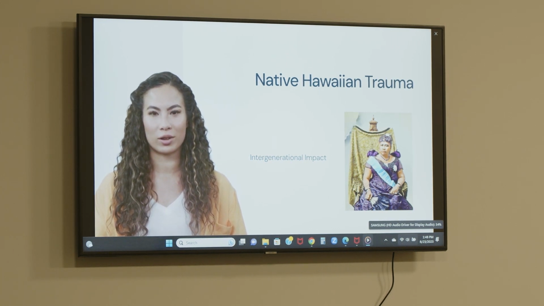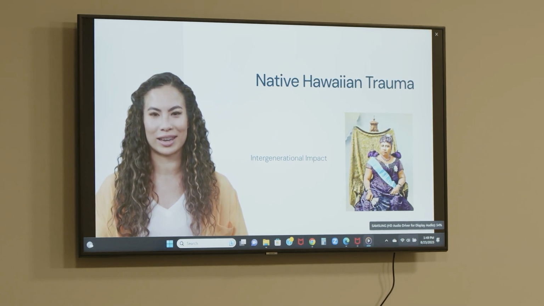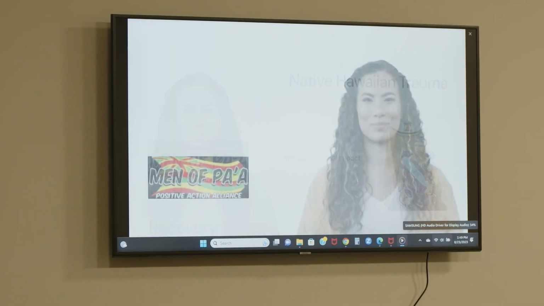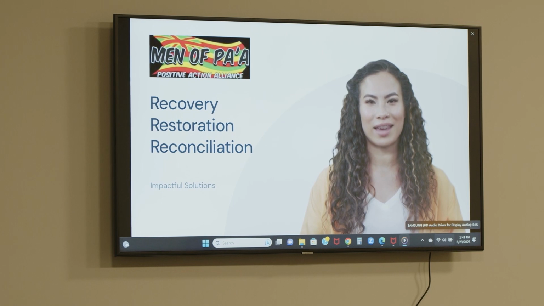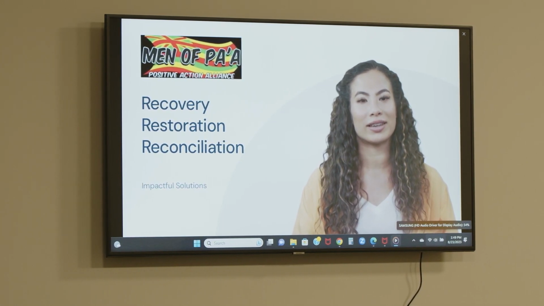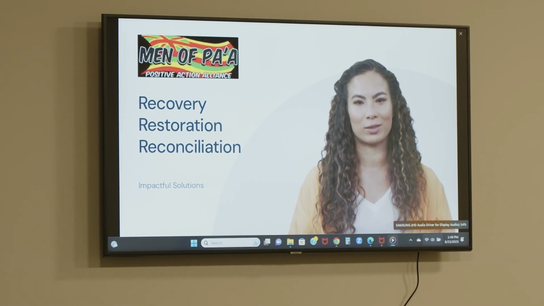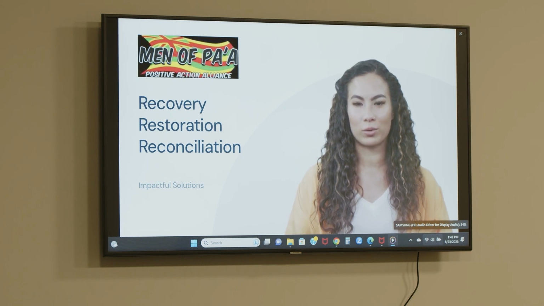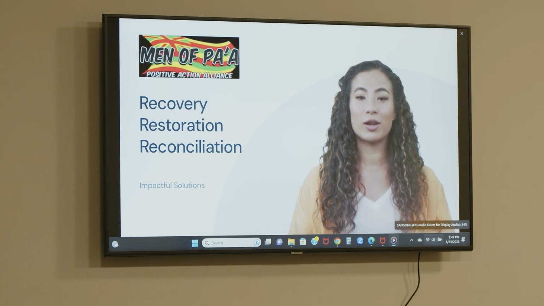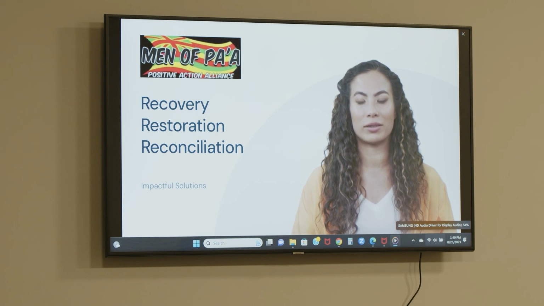Efforts to address historical injustices, promote healing, and restore Native Hawaiian rights continue to be significant areas of focus within Hawaii and beyond. Given all that we have discussed, how do we address equity for Native Hawaiians within the context of social justice in today's society? Well, addressing equity for Native Hawaiians within the framework of social justice requires a multifaceted approach that acknowledges past traumas, respects cultural heritage, and provides tangible resources and opportunities for the community.